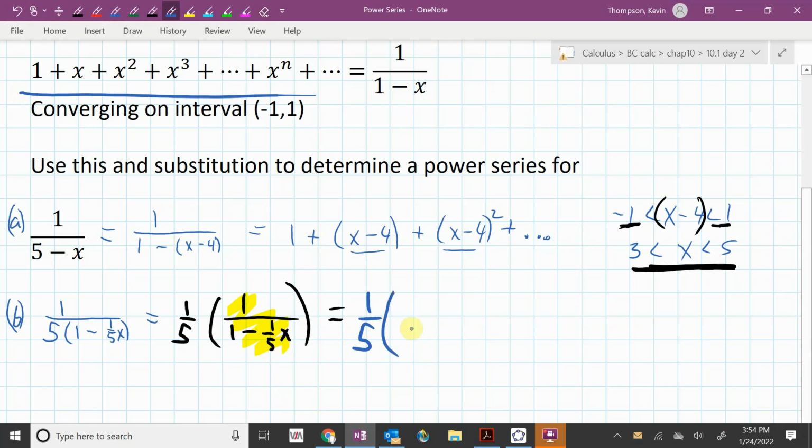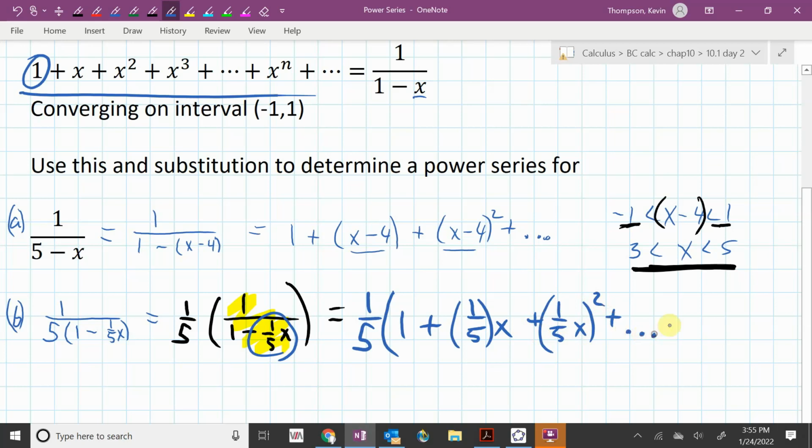and so times 1 plus x, x being 1/5 x, so all of that is taking the role of x, and that then is actually r, so I should have a plus 1/5 x squared plus et cetera, et cetera, et cetera.